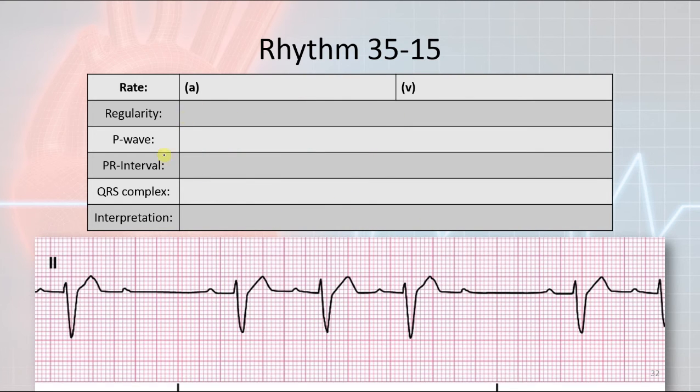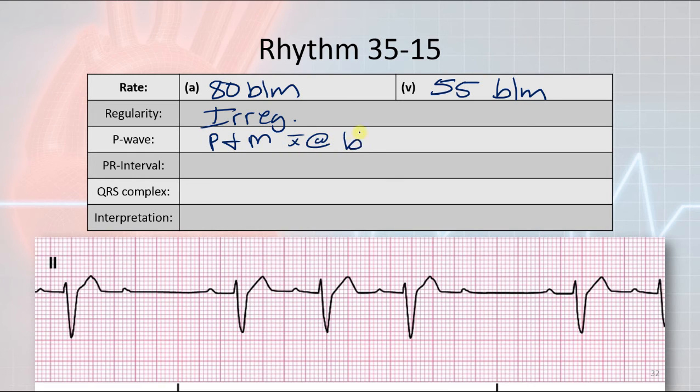Last one, atrial rate: 1, 2, 3, 4, 5, 6, 7, looks to be about 8. Ventricular rate: 1, 2, 3, 4, 5 and a half, so we'll say 55, for fun. Regularity is going to be irregular. P waves are present and married, except at the blocks. The PR interval is going to be consistent, but it is going to be very wide.